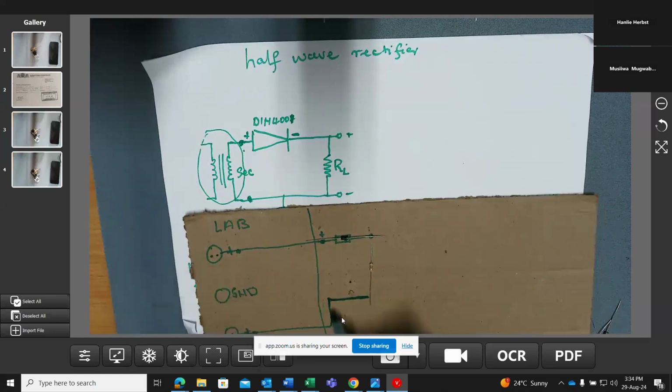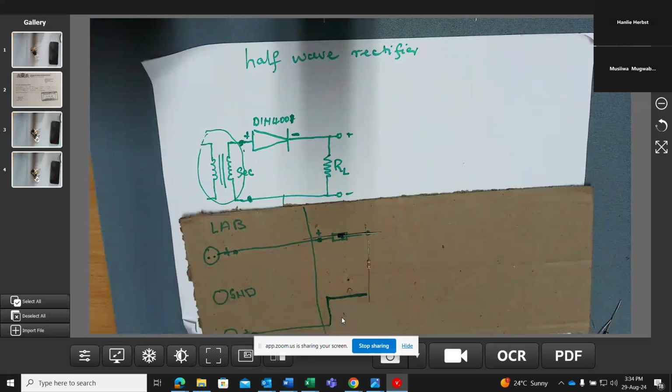Now, these lines that you see here, it's either you are using a wire or any type of material that will conduct electricity. These lines that you see here, any type of material that is conducting electricity.